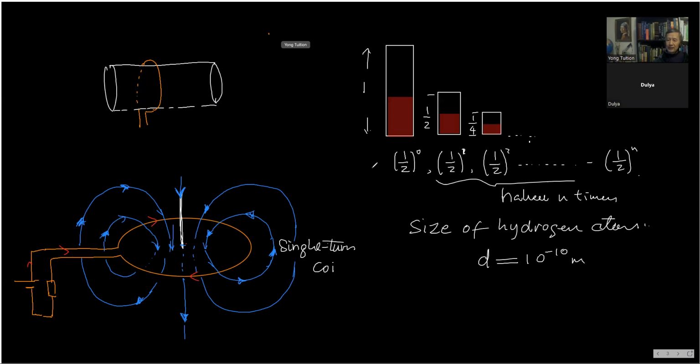So we just need this length, which is d over 2 to the n, to equal this number. In that way we should be able to solve for n. How can we solve this n? Use this equation. What is n?